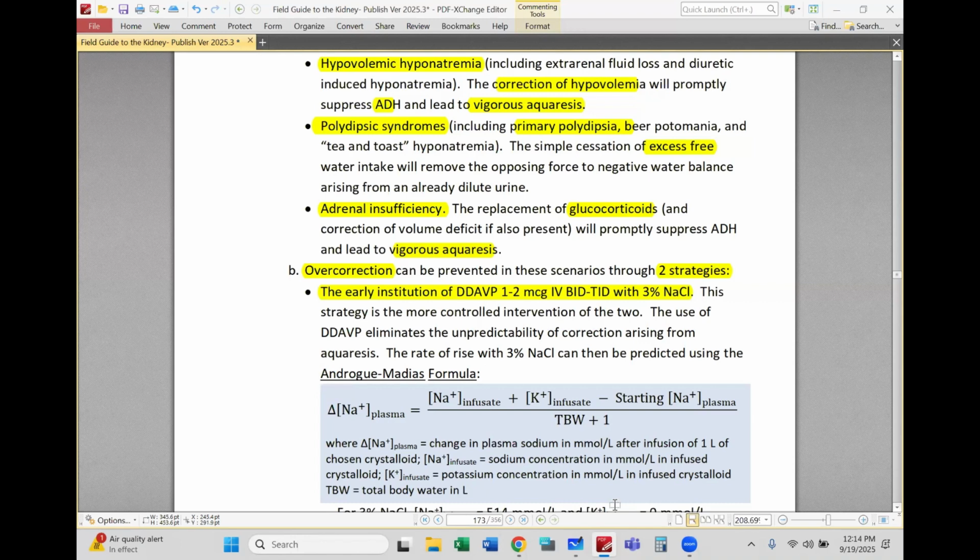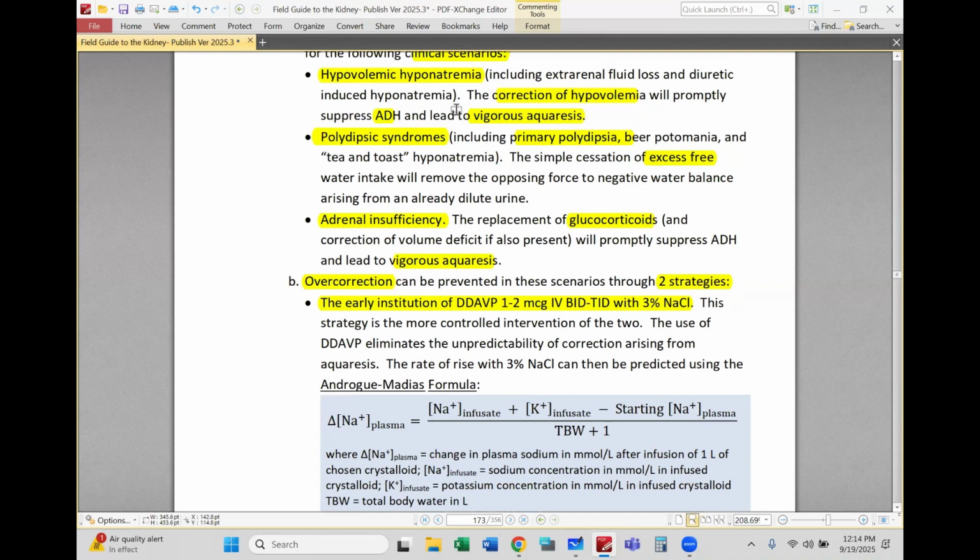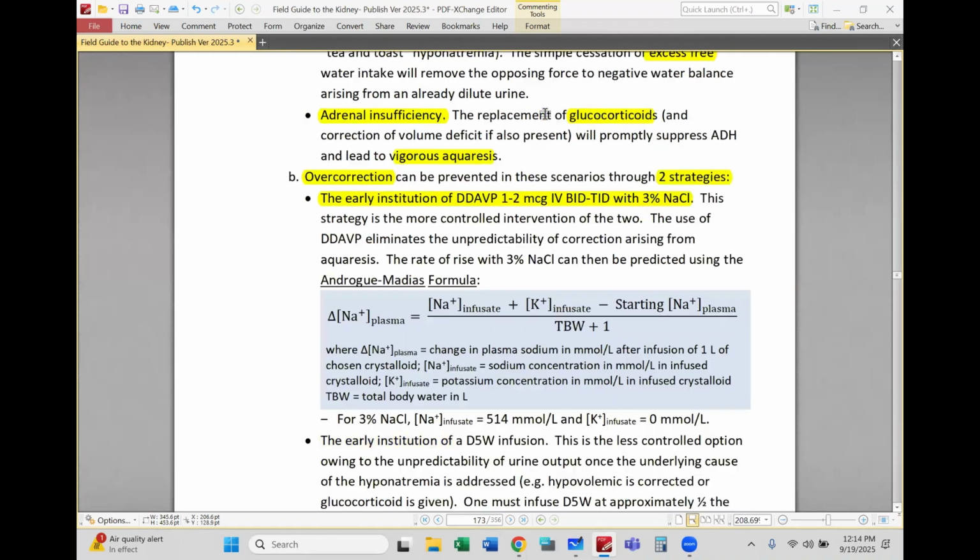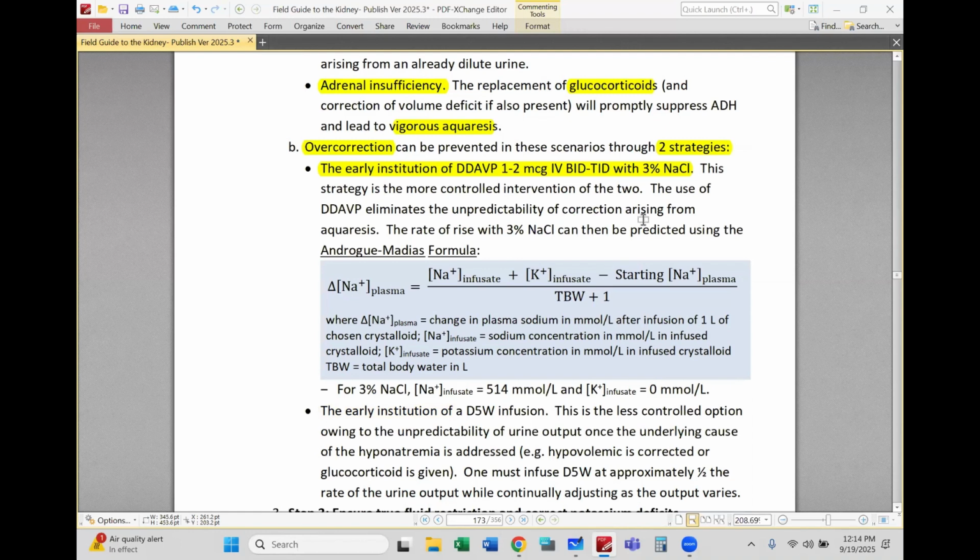Even in a space of uncertainty, if you're worried about overcorrection and you're not quite sure whether this is one of these three or not, it will do no harm to give a patient with heart failure some desmopressin, and you can give them 3% saline, right? So those are things that you can use even in a more messy scenario where the clinical picture is incomplete. Now, again, here's your Adrogue-Madias equation. I was looking back for it, but it was right in front of my face.